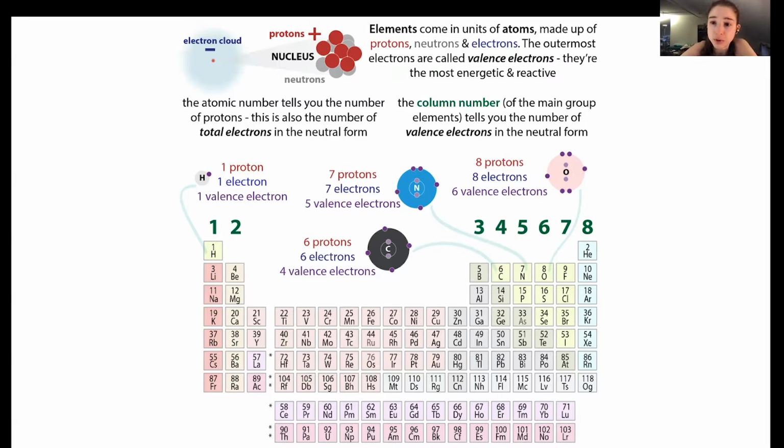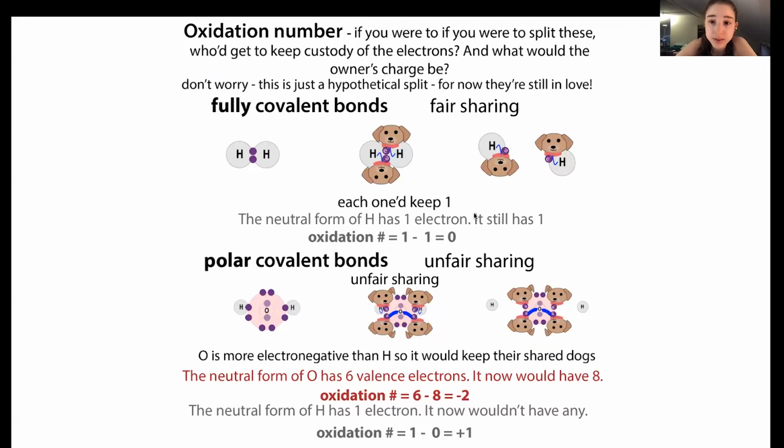Because protons and electrons are equal but oppositely charged, if you were neutral and gained an electron, now you have one more electron than proton, so you would have a -1 charge. If you were to lose an electron, now you have one more proton than electron, so you would have a +1 charge.